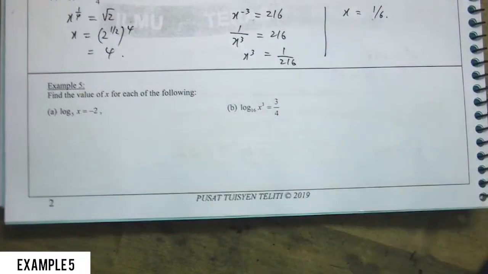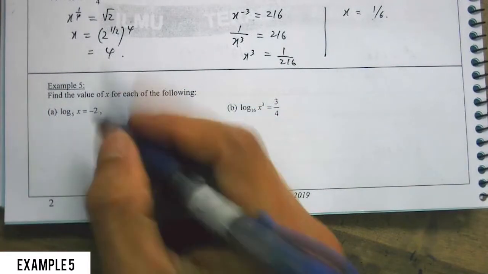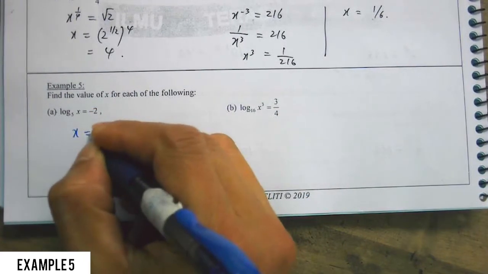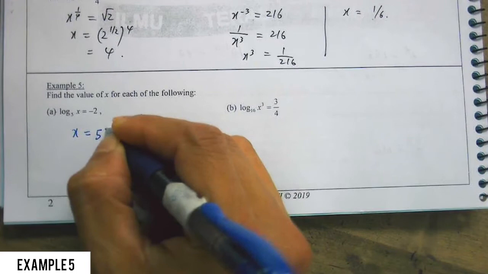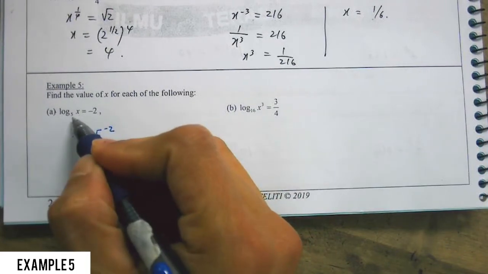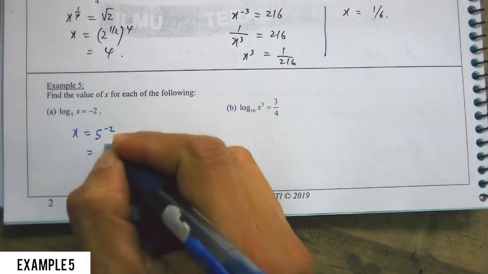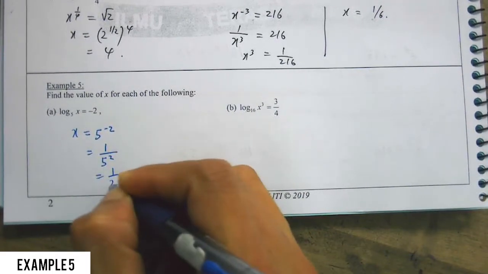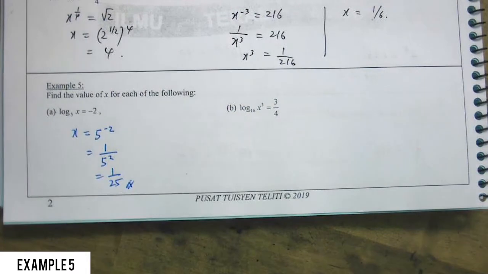Last lesson, we stopped at example 4. So today we do example 5. So number one, you're going to change from logarithm form to index form. That is, x is now 5 power negative 2. Now 5 power negative 2 means 1 over 5 power 2. What is 5 power 2? 25. Okay.